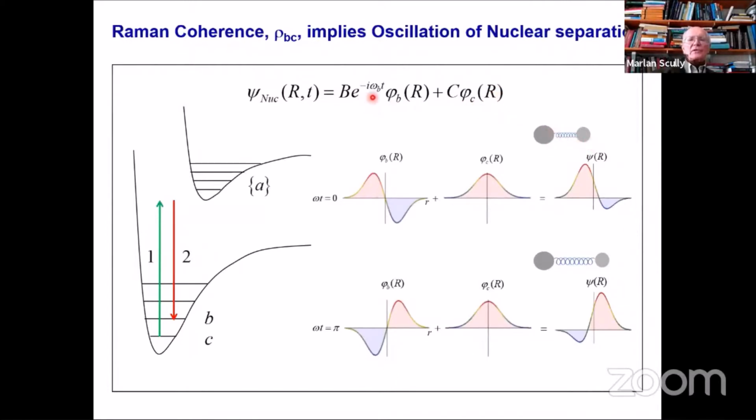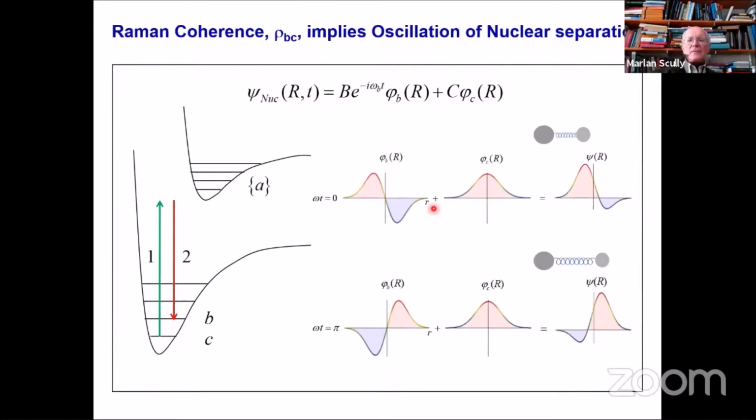So let's look at time t equals 0 with equal population in these two states. B and C is 1 over the square root of 2. So this is the probability amplitude characterizing the separation. Little r is capital R.